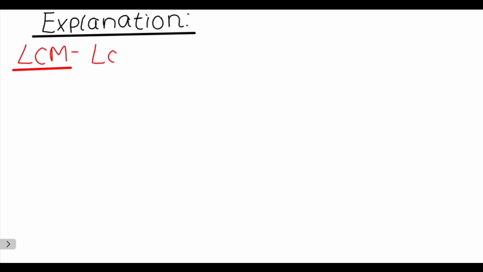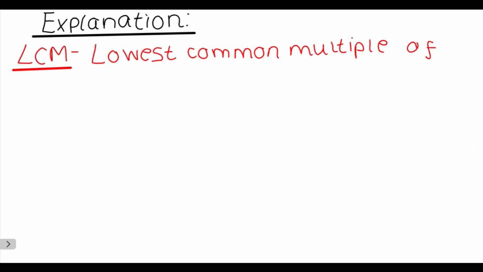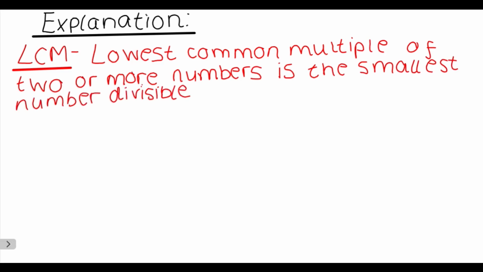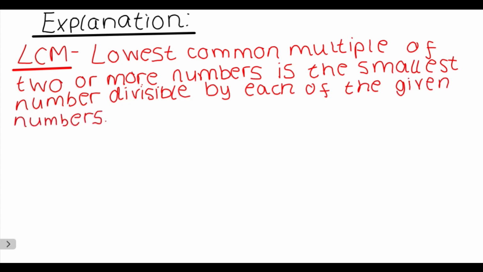Alright guys, so now I'm going to show you an explanation. So I'm going to be explaining what LCM and HCF stand for. So let's start with LCM. LCM stands for lowest common multiple. And it's the lowest common multiple of 2 or more numbers. That is the smallest number divisible by each of the given numbers.